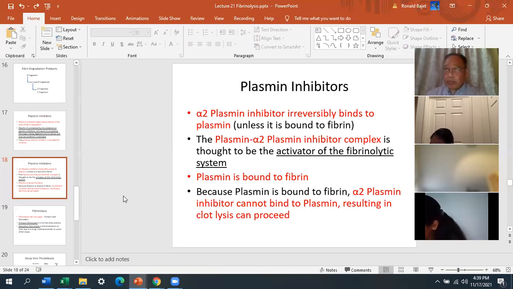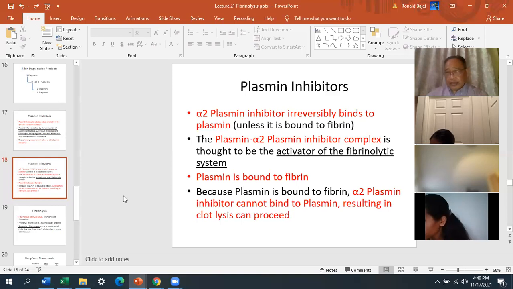The inhibitor, if it binds to the enzyme, then the clot will not be dissolved by the plasma because it's going to inhibit plasmin. You see that? The job of plasmin is to dissolve a clot. If you inhibit that plasmin, then the clot will be protected. It will remain intact.